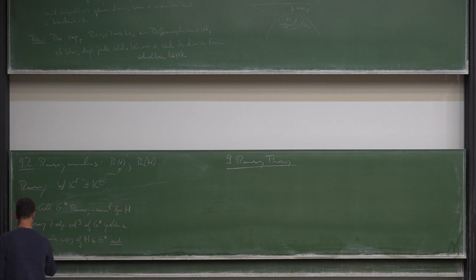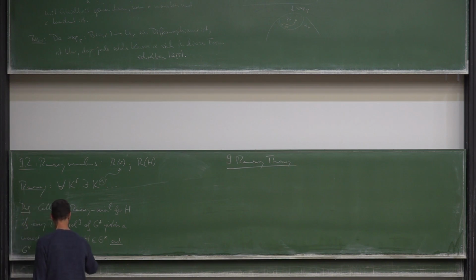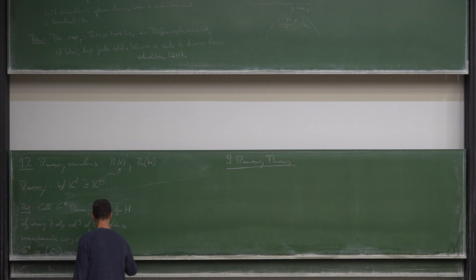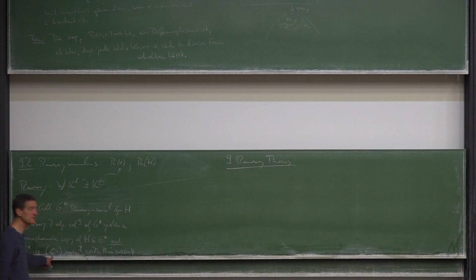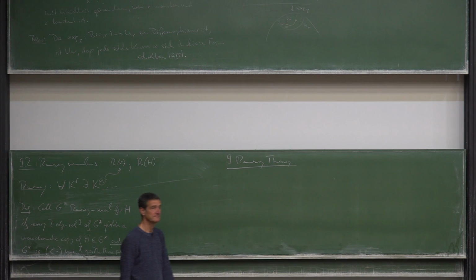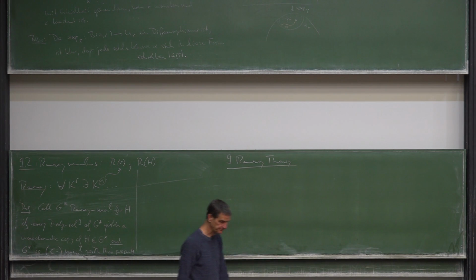And G star is minimal with this property. Right, so if we take any proper subgraph of G star, then it loses that property. If we delete a vertex or an edge, then there exists a two-edge coloring of that smaller graph than G star without a monochromatic copy of H. Okay, so yeah, how much does that change the problem?